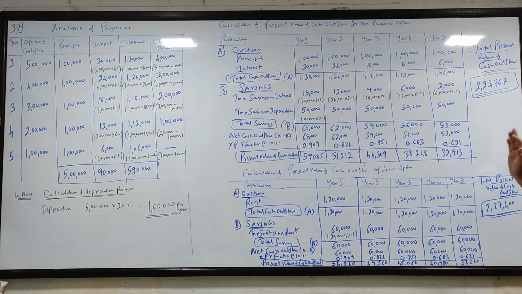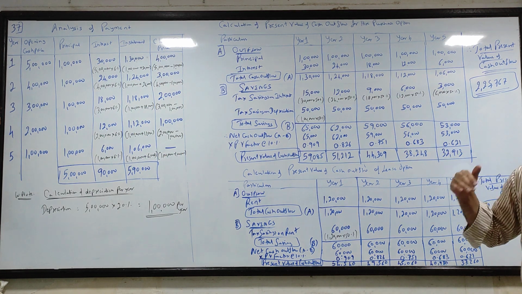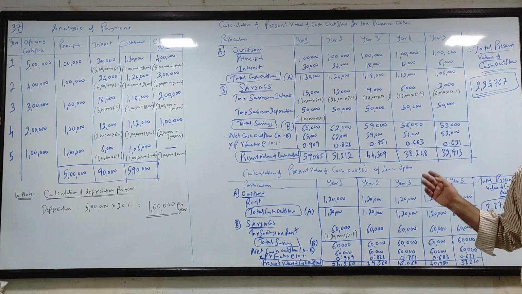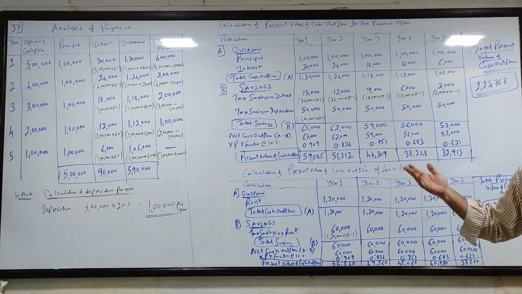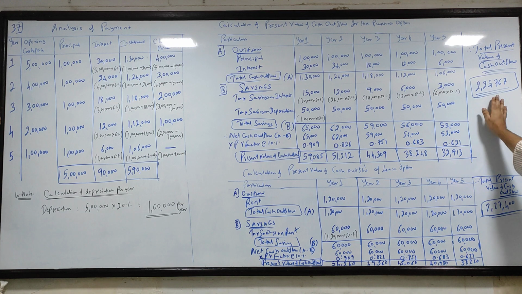Got it, guys? Now, conclusion. If I go for the hire purchase option, my present value is 225,767. If I go for the rental option, my present value is 227,400. This is outflow, money is going out. If it is inflow, we take the higher amount. This is outflow, payment being made. So we will consider the least option. The least amount is this. So we go for this.